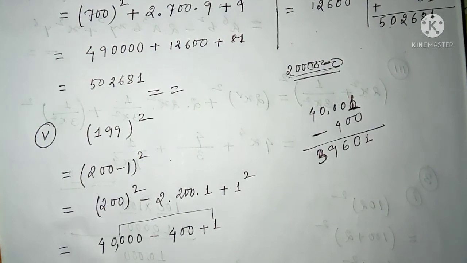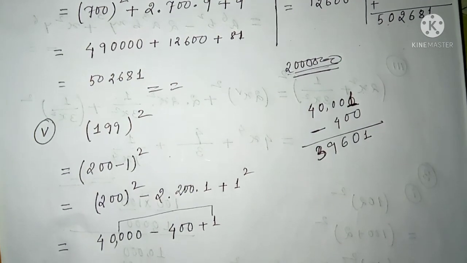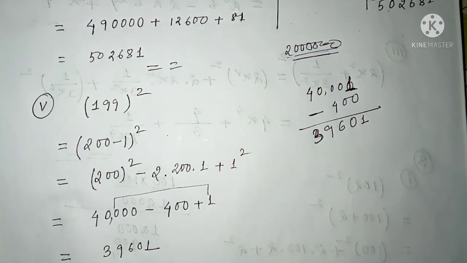So our final answer is 39601. This is the last question, and I think 2-3 more questions were left out. So these questions are given to you as homework.